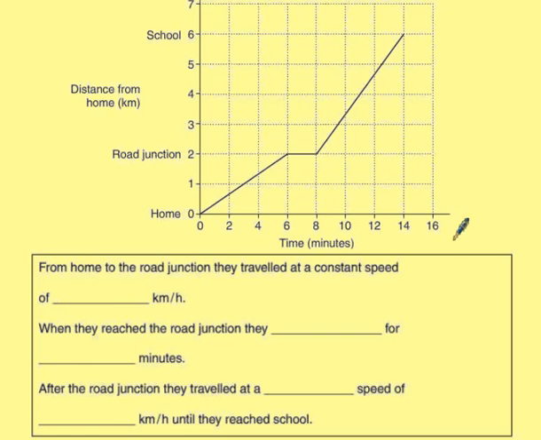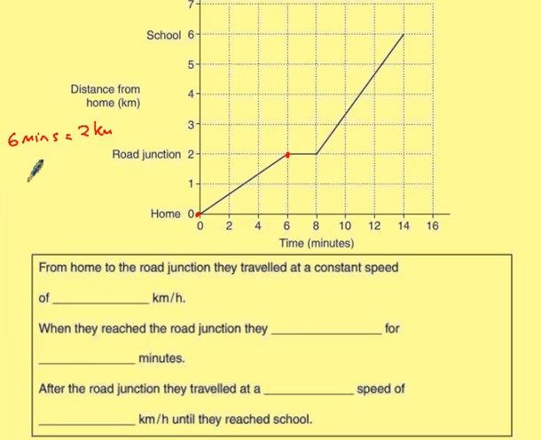the horizontal axis. So from home to the road junction they travelled at a constant speed of how many kilometres per hour? So we need to look at the first section of the journey where they travelled at a constant speed from 0 minutes to 6 minutes. So in 6 minutes they travelled 2 kilometres.